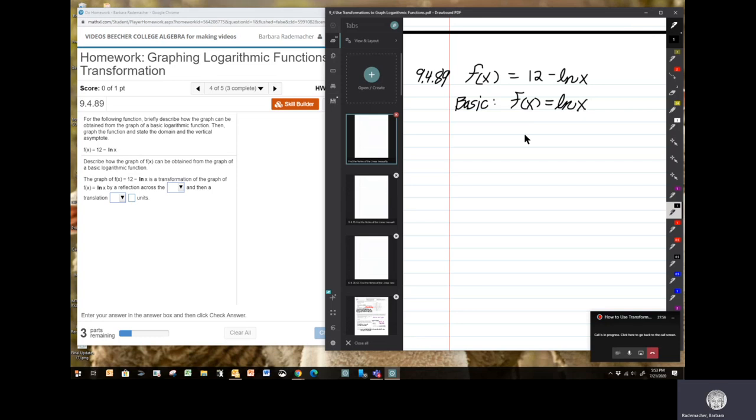But there are transformations going on that it's going to be difficult to see if we don't write this in the following way. Negative ln of x plus 12. Now I can read this like a book. This is the basic function ln of x flipped over the x-axis, what we call a reflection across the x-axis. And then moved up 12 units. So this is the vertical shift right here.